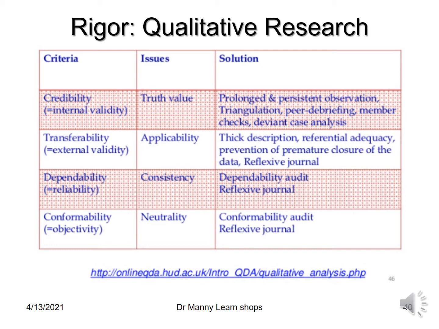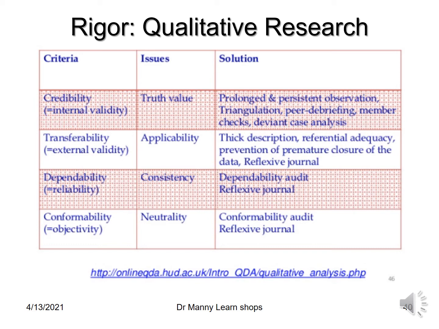So when we look at credibility, it's talking about the truth value. When we look at transferability, it relates to how applicable it is to your research. When we look at dependability, this is consistency. And when we look at confirmability, it relates to neutrality. So what are the solutions in these?